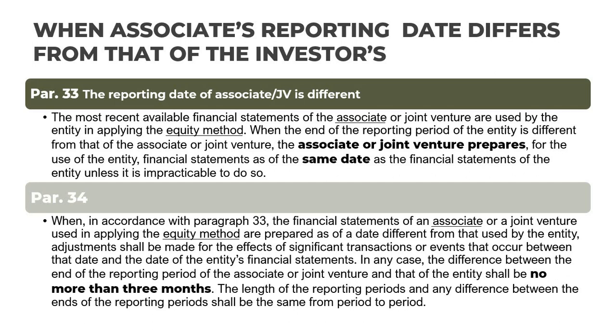Yun nga lang, kailangan daw na magkaroon ng adjustments. At yung adjustments daw na yun should reflect the significant transactions na nangyari between the reporting date ni associate at ni investor. So, in case na ang reporting date ni associate ay November 30, tapos ang reporting date naman ni investor ay December 31, so, using the November 30 financial statements ni associate, magkakaroon tayo ng adjustment for the significant transactions na nangyari in December para makagawa tayo ng financial statements ni associate as of December 31, which is the same reporting date ni investor.